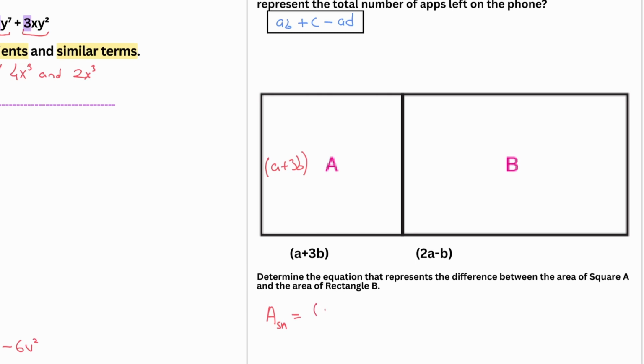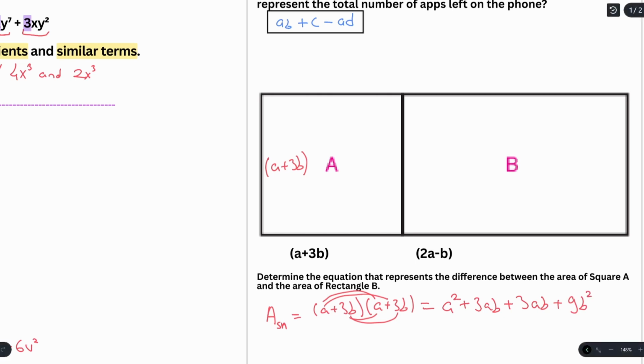We can find it by multiplying two sides, A plus 3B, which is A times A is A squared, A times 3B plus 3AB. 3B times A would also be plus 3AB or plus 3BA, which are both the same thing, right? You can write it like this to make it easier. And finally, 3B times 3B would give us 9B squared. This is the area of square A.